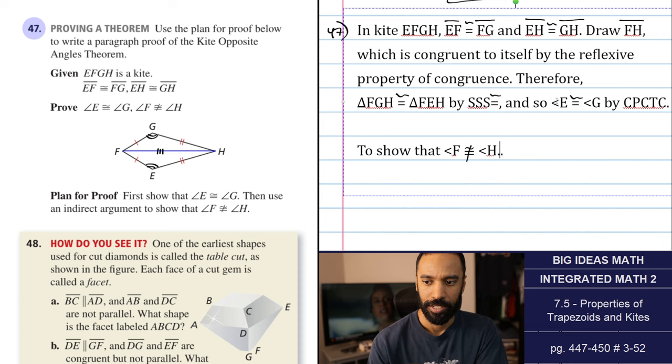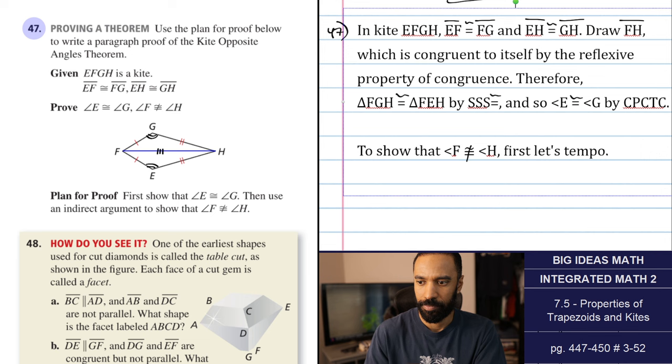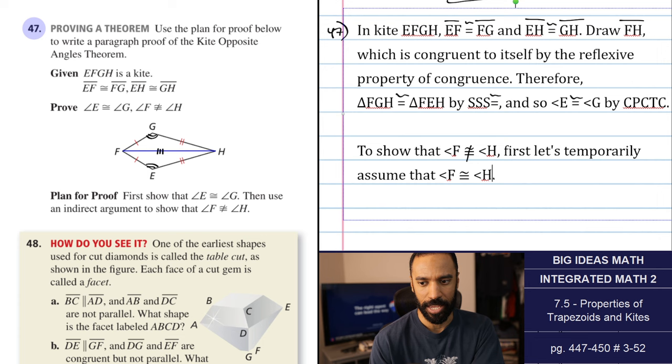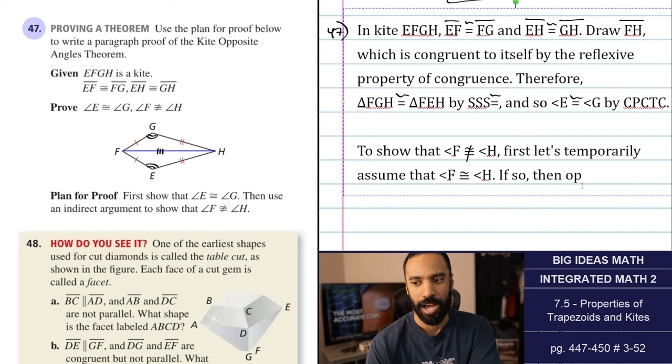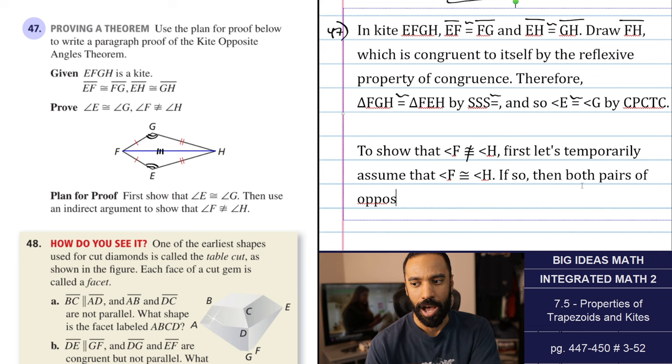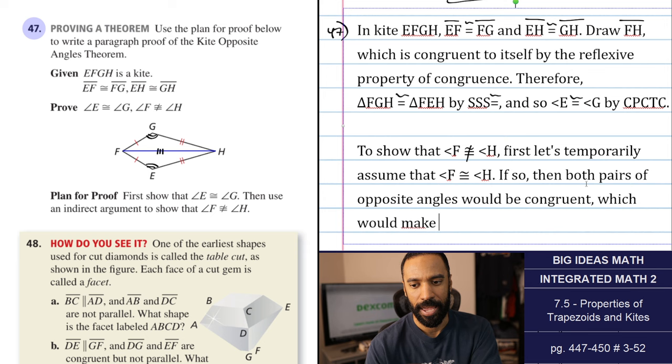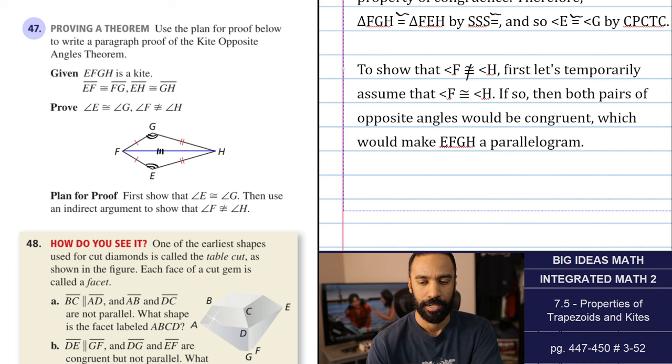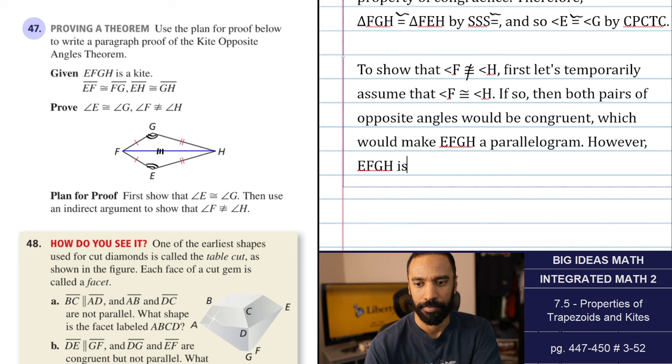First, let's temporarily assume that angle F is congruent to angle H. If so, then both pairs of opposite angles would be congruent, which would make EFGH a parallelogram. However, EFGH is a kite, and kites cannot be parallelograms.